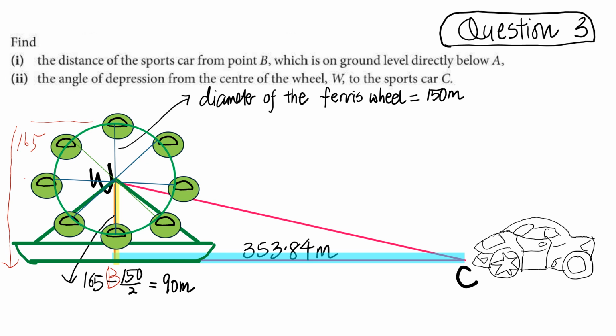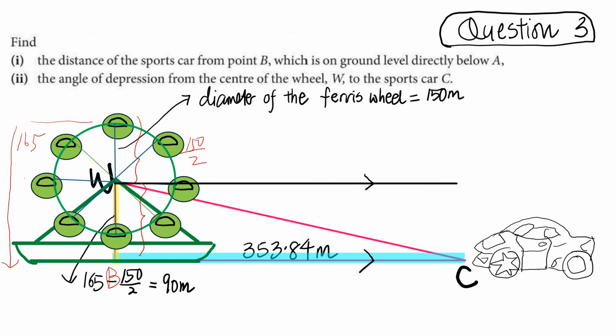And the diameter of the Ferris wheel is 150, so therefore the radius will be just half of 150, which is 150 divided by 2, right? So therefore the one highlighted in yellow will just be 165 minus 150 divided by 2. That gives you 90 meter. Okay, all right.